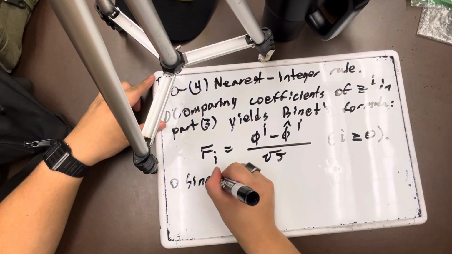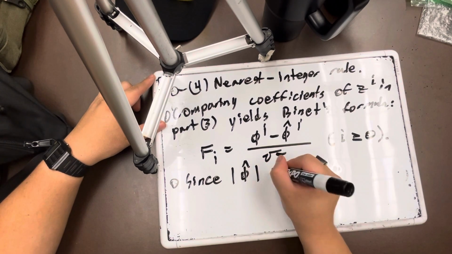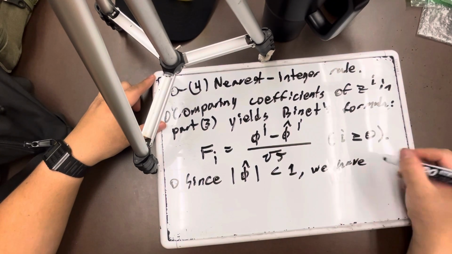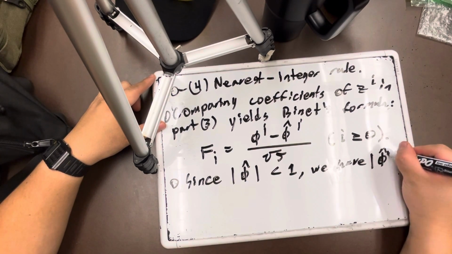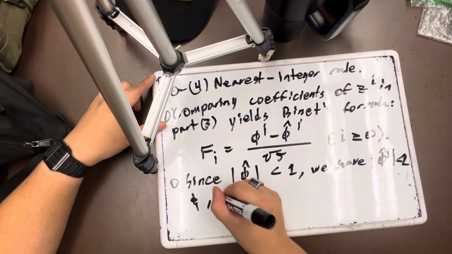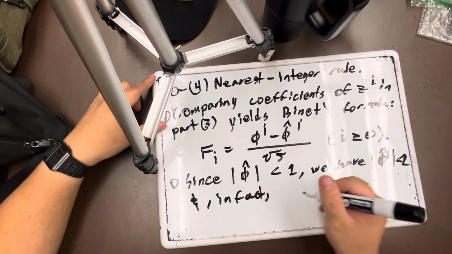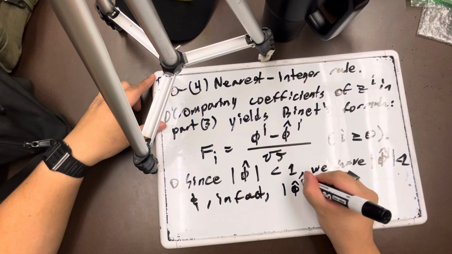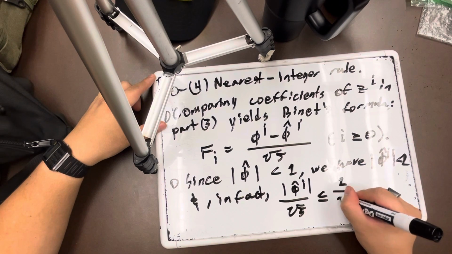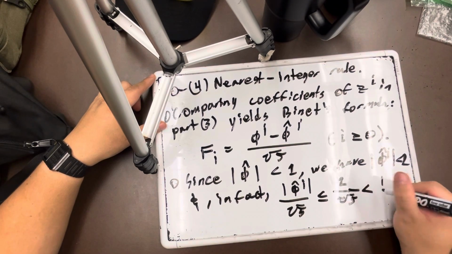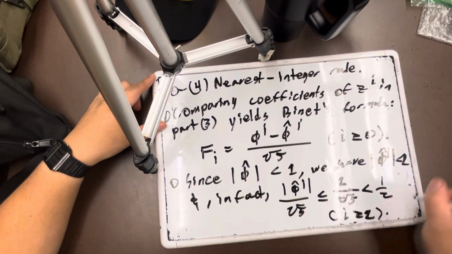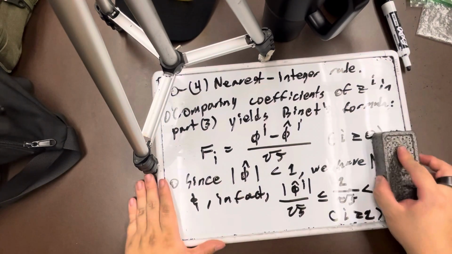Now, since the absolute value of the conjugate phi hat is less than 1, we have phi hat to the power i is also less than 1, and the absolute value of that, I mean to say. In fact, the absolute value of phi hat to the power i over the square root of 5 is less than or equal to 1 over 5 consequently, right? Which is less than 1/2. This is for i being greater than or equal to 1. Okay? Now what more can we say on this?